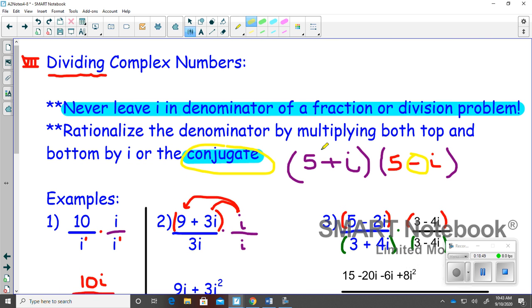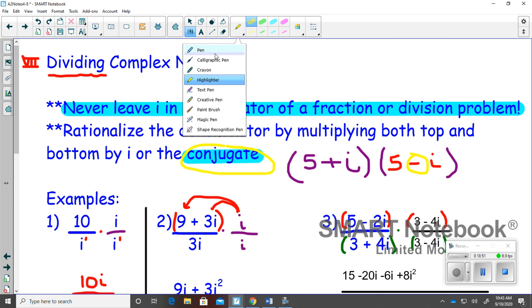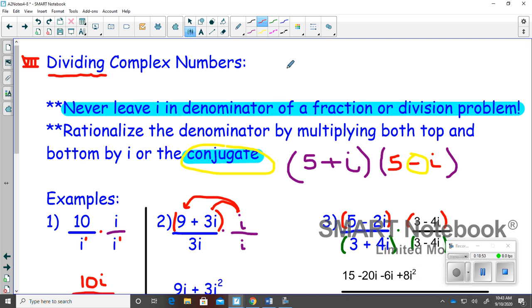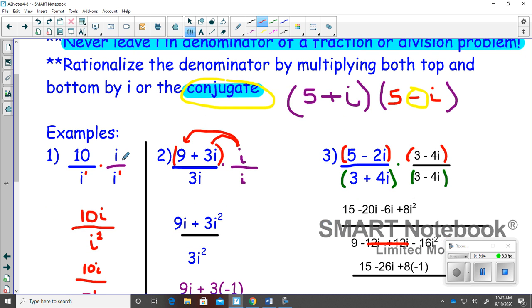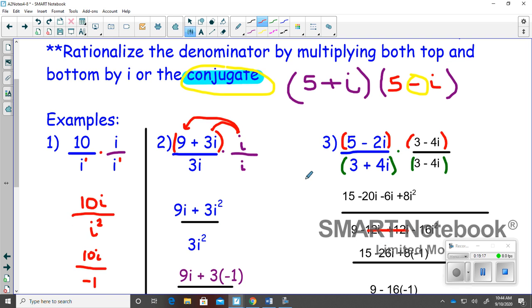Okay, so again, our learning target one we got to today is on division, and you're never going to leave i in the denominator. You're always going to rationalize the denominator by multiplying by either i or by the conjugate. It depends on the problem. You're only going to multiply by i if it's a single monomial term on the bottom. You're going to multiply by the conjugate, which is the opposite sign in the middle only, when you have a complex number or a binomial in the denominator.